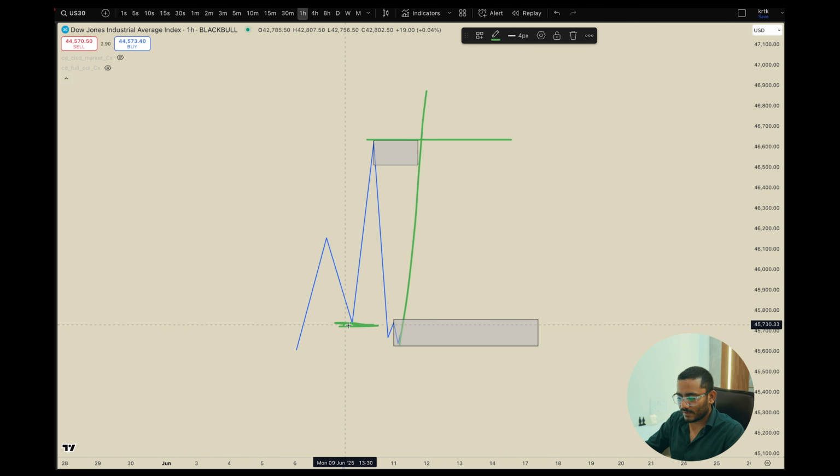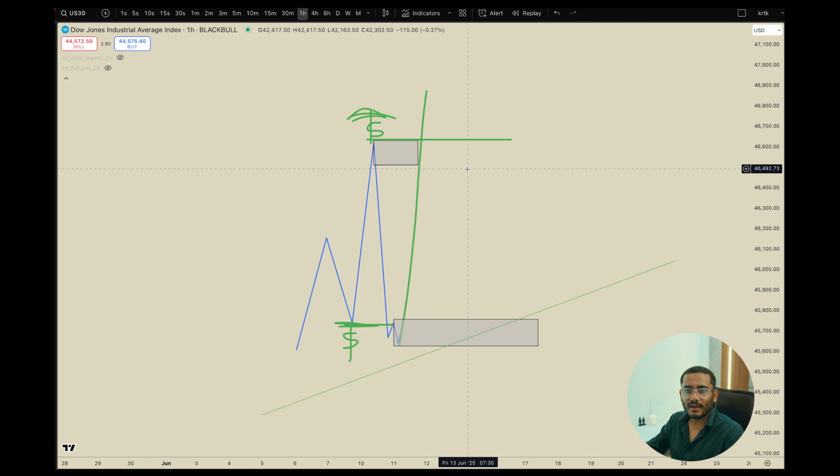Now let's understand the psychology again. Because price has swept this liquidity, there is no more liquidity left over here, and price has now swept this liquidity, so there is no more liquidity over here. And if we understand the higher time frame, price is going to the upside, right? Price is making higher highs and higher lows, so it's basically going to the upside, right?